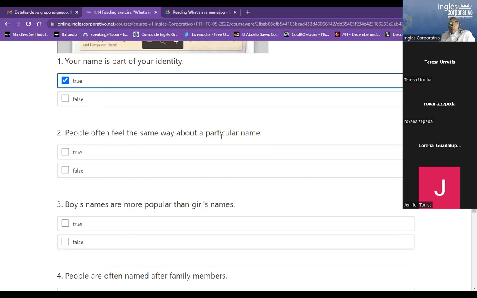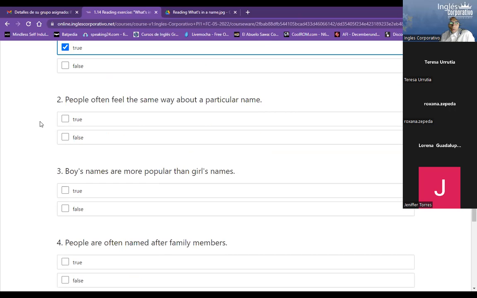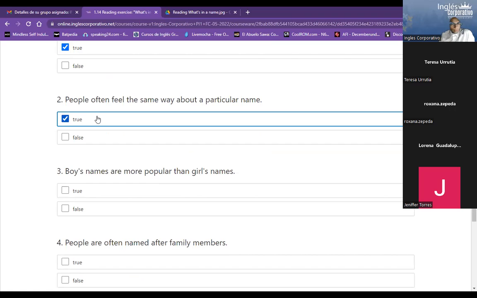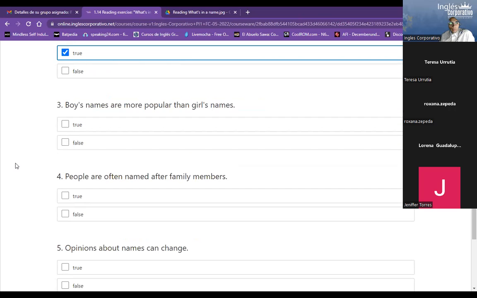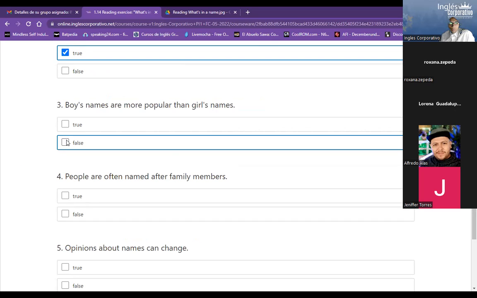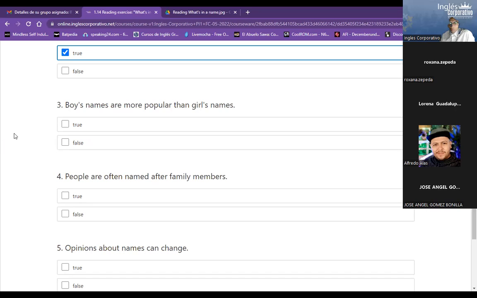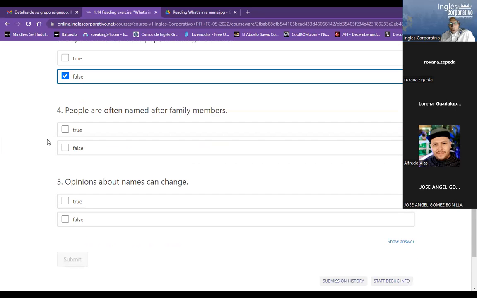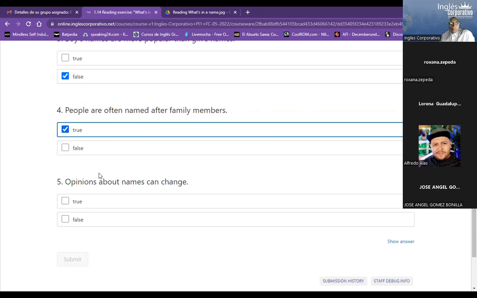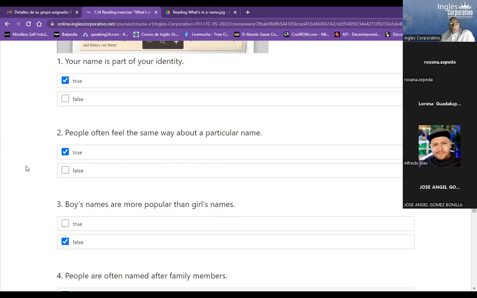People often feel the same way about a particular name. True. Boys' names are more popular than girls' names. False. True. I need an extra opinion. True or false? False. False. Thank you. People are often named after family members. True. Opinions about names can change. True. Perfecto.